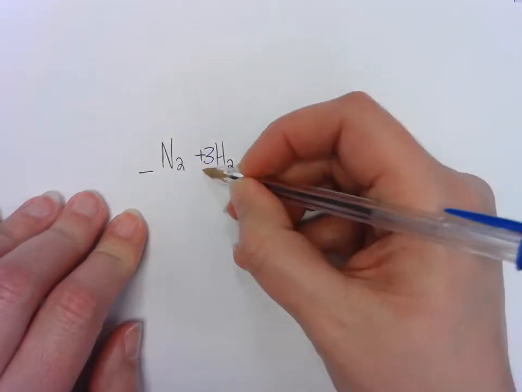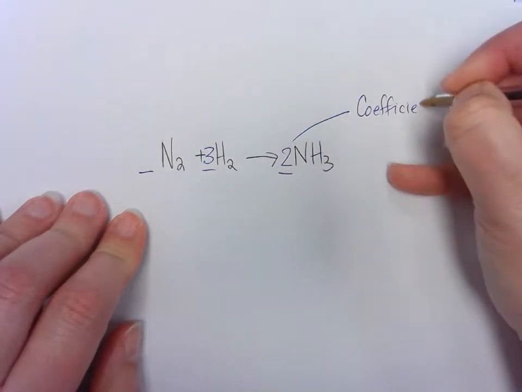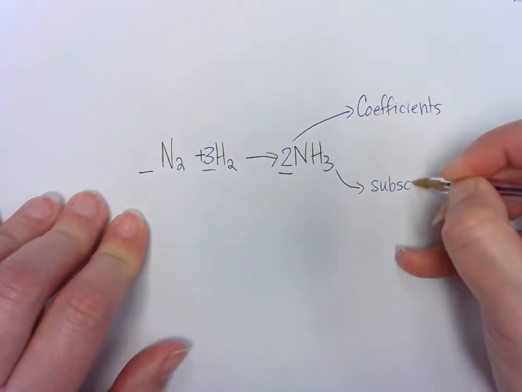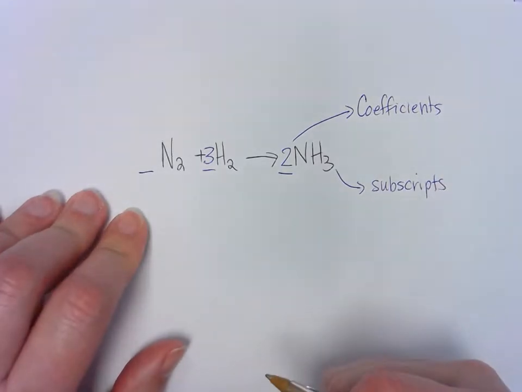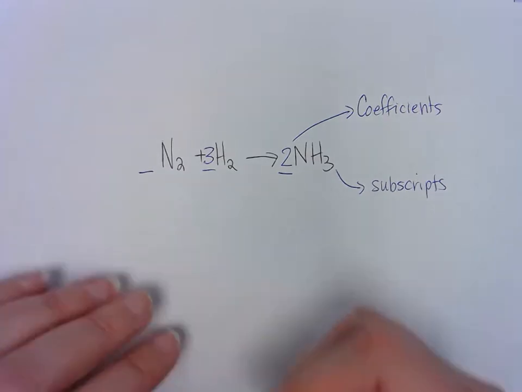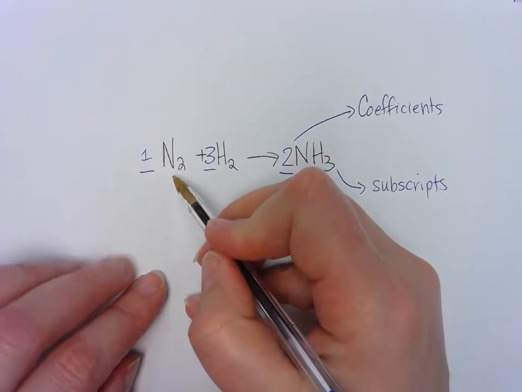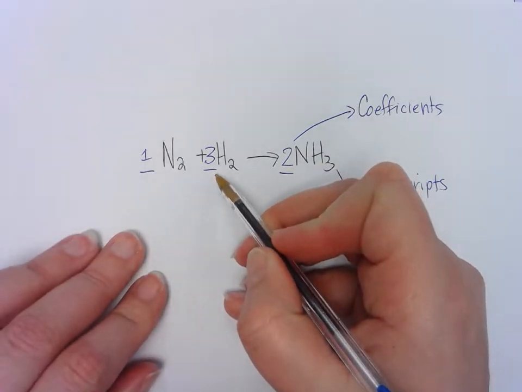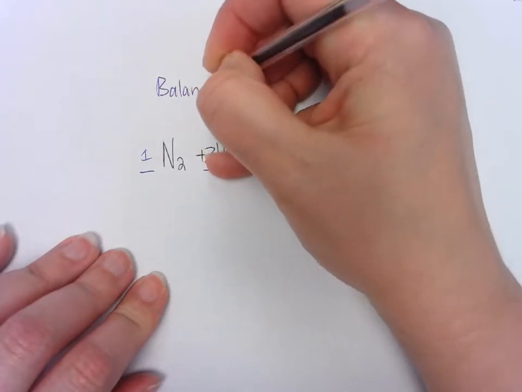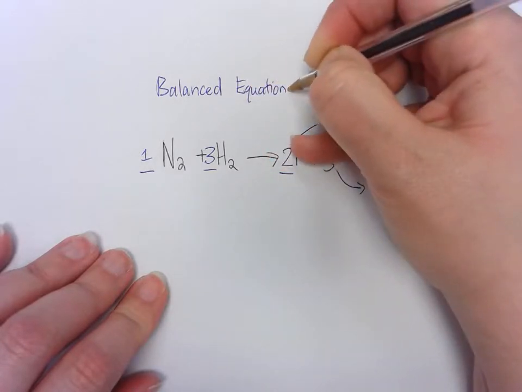These numbers in front, if you recall, are called coefficients, and the lower numbers below are subscripts. When you're balancing equations, you add coefficients. If there is no number in front of a formula, it's assumed to be the number 1. We don't write ones, but it is understood that there's 1 N2 plus 3 H2s making 2 NH3. So this is a balanced equation, and we are going to start using balanced equations for some further calculations.